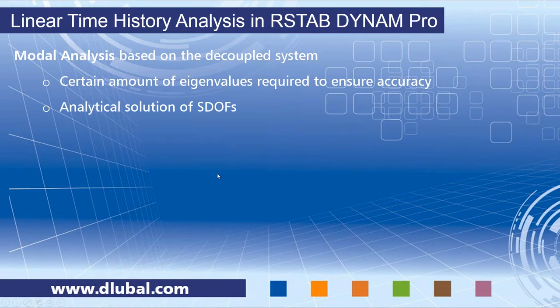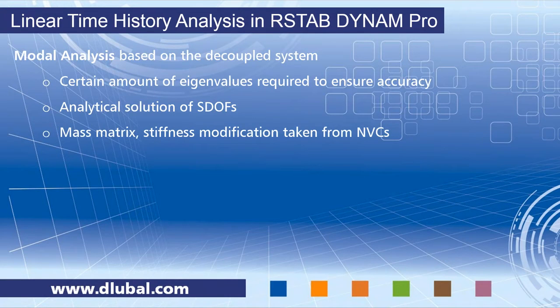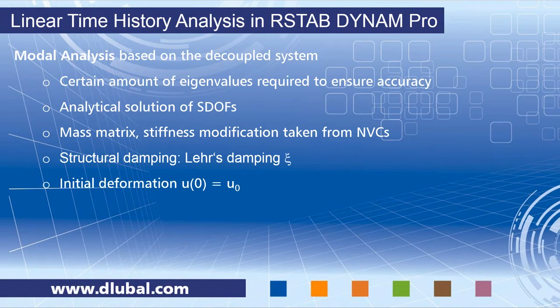DYNAM Pro offers an analytical solution of single degree of freedom systems here. As you find it in the literature, you have closed solutions for periodic excitations and a Duhamel integral for arbitrary excitations. The mass matrix and stiffness modifications are taken from the natural vibration case that you defined and assigned. You can define Lehr's damping values differently for each eigenvalue. We have initial deformations available. And this is very interesting.